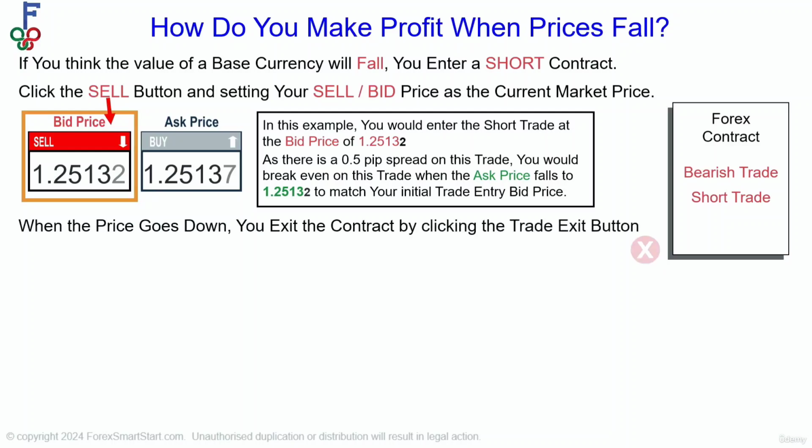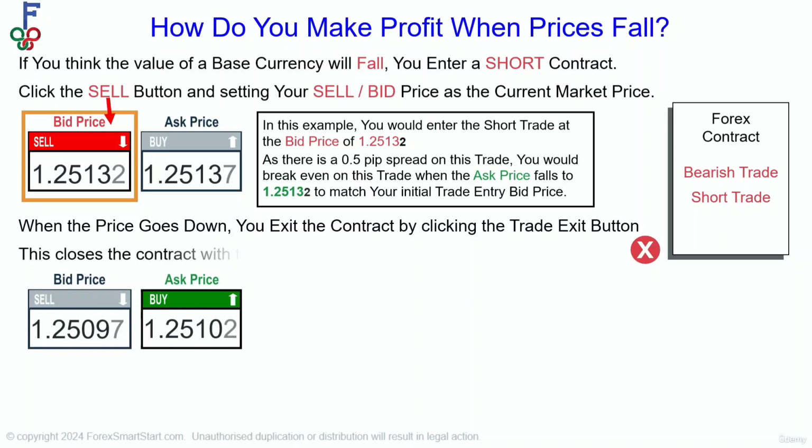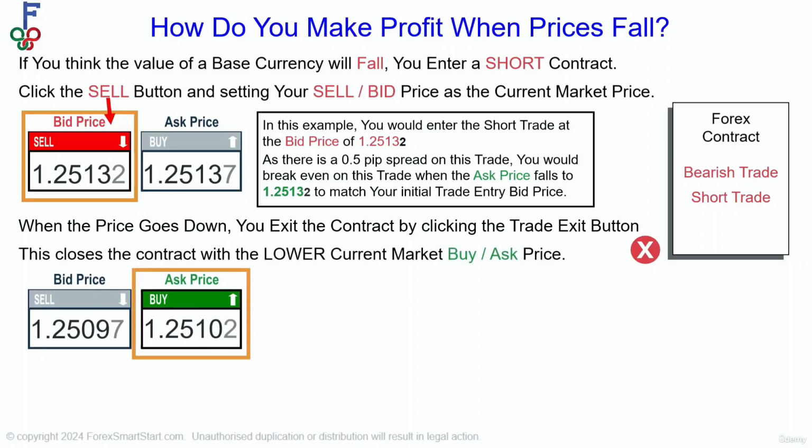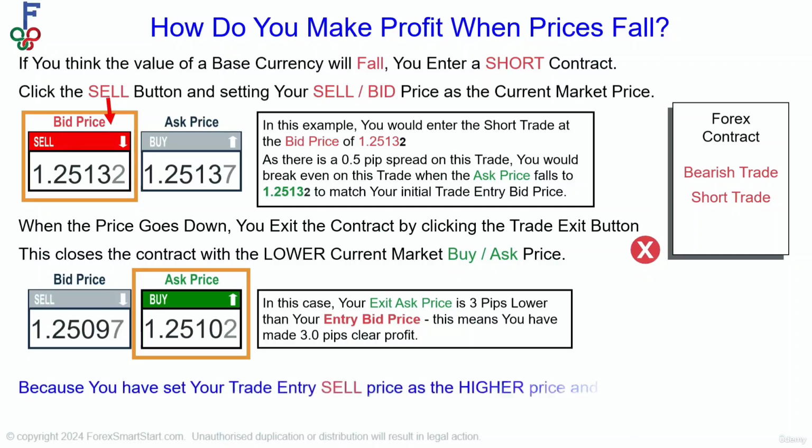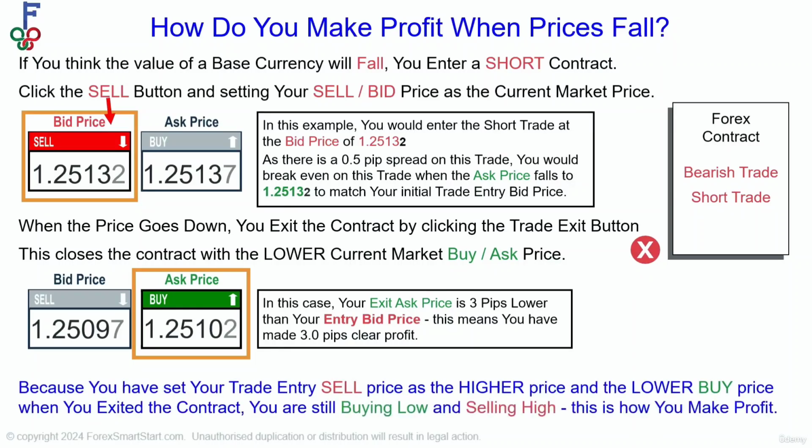When the price goes down, you exit the contract by clicking on the trade exit button. This closes the contract with a lower current market buy ask price. In this case, your exit ask price is 3 pips lower than your entry bid price. This means you have made a clear 3 pips profit. Because you've set your trade entry sell price as the higher price and the lower buy price when you exit your contract, you're still buying low and selling high. This is how you make profit. So first enter by setting your high sell price, and then exit by setting your lower buy price when the markets move down.